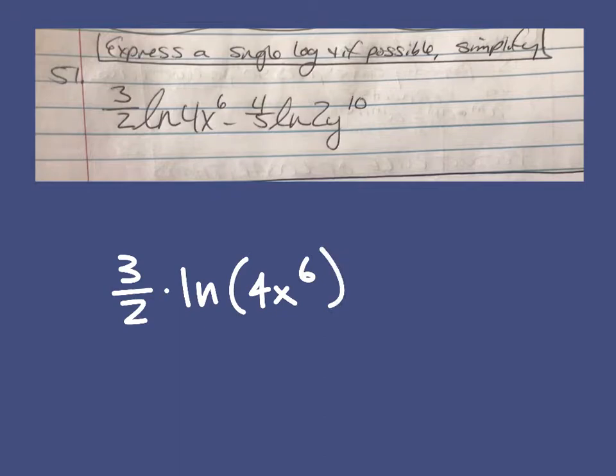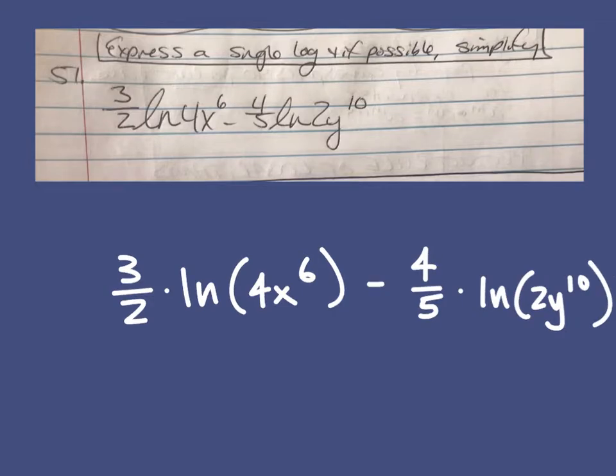It says express as a single log if possible and then simplify. So what I notice here, let me rewrite this. You've got 3/2 times the natural log of 4x to the 6th minus 4/5 times the natural log of 2y to the 10th.